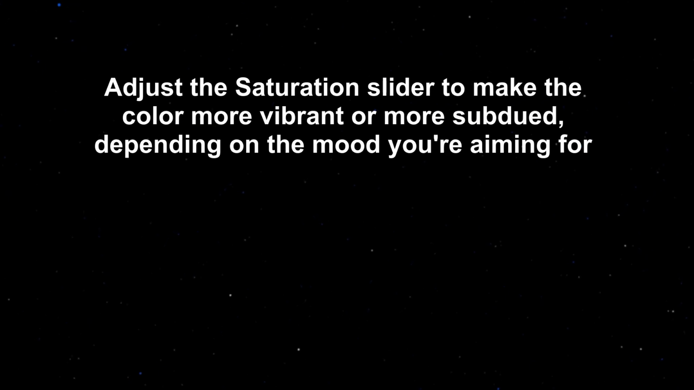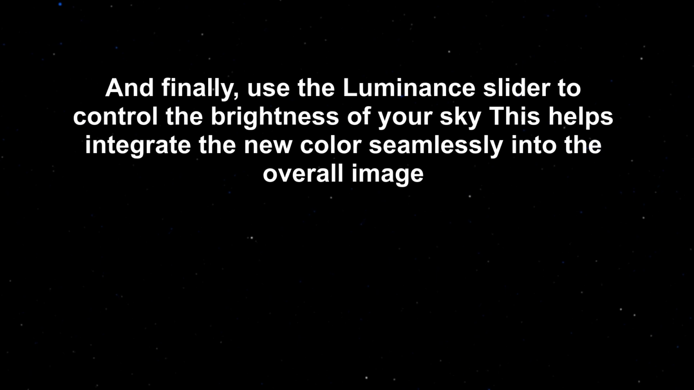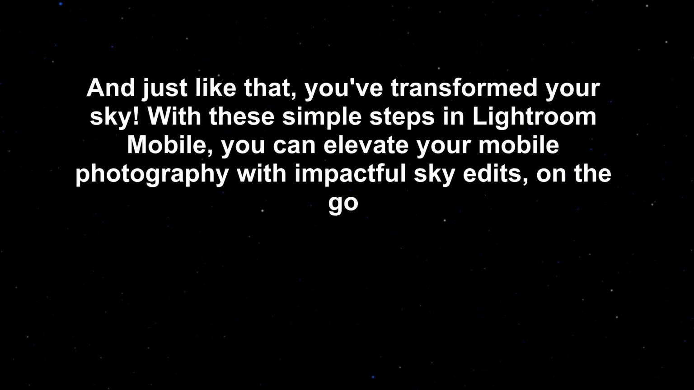Adjust the saturation slider to make the color more vibrant or more subdued, depending on the mood you're aiming for. And finally, use the luminance slider to control the brightness of your sky. This helps integrate the new color seamlessly into the overall image. And just like that, you've transformed your sky. With these simple steps in Lightroom Mobile, you can elevate your mobile photography with impactful sky edits on the go.